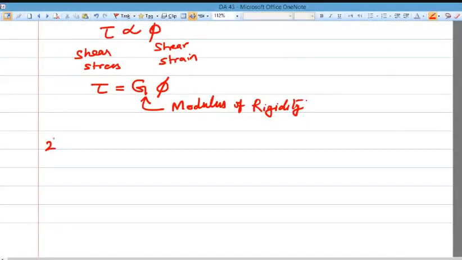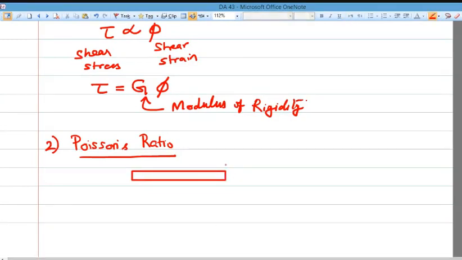Next topic, Poisson's ratio. Before understanding the Poisson's ratio, we should know what is lateral strain. Consider a body like this, and I'm applying a tensile force like this. There are two directions, X and Y, if you consider a 2D diagram, and if I'm considering three dimensions, I'll have X, Y, and Z.